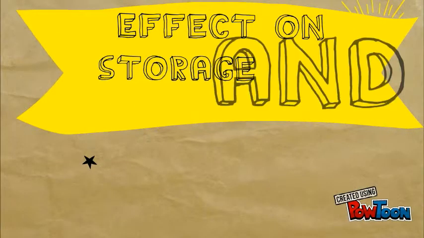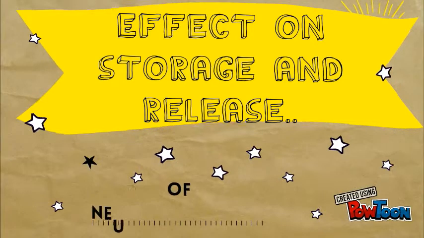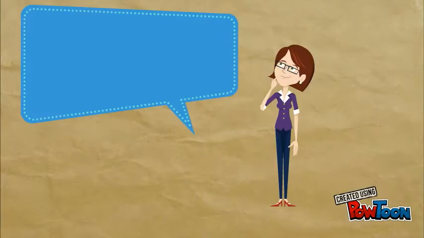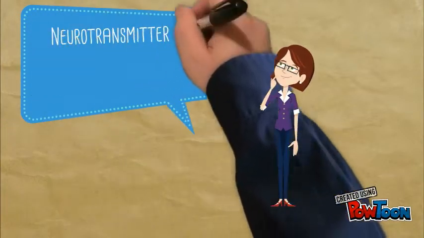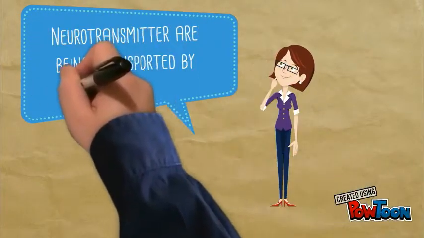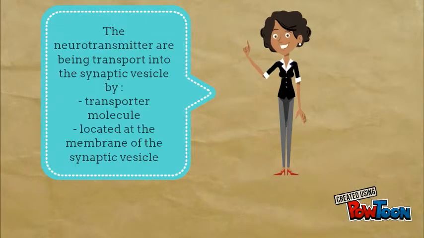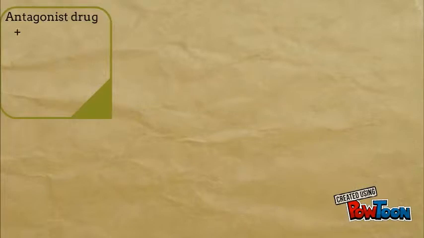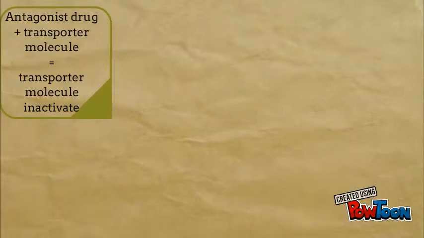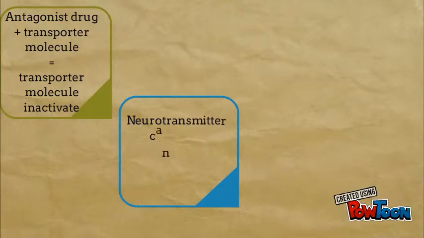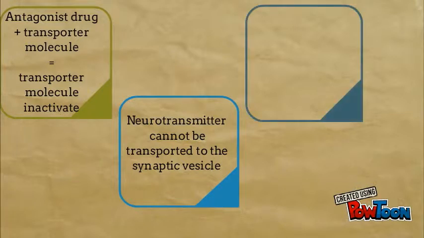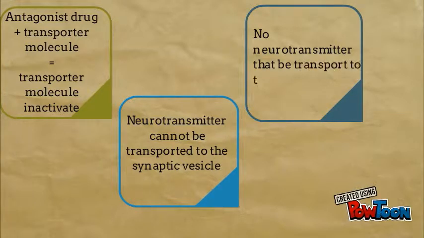So, what is the effect on storage and release of neurotransmitter? Neurotransmitter will be transported by the synaptic vesicle. The way it is transported is by a transporter molecule, which is located at the membrane of the synaptic vesicle. When the antagonist drug attaches to the transporter molecule, it will inactivate it, and neurotransmitter cannot be transported to the synaptic vesicle, which will result in no neurotransmitter that can be transported to the presynaptic membrane.